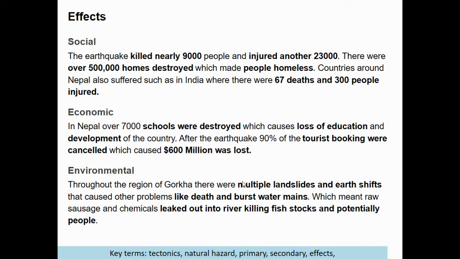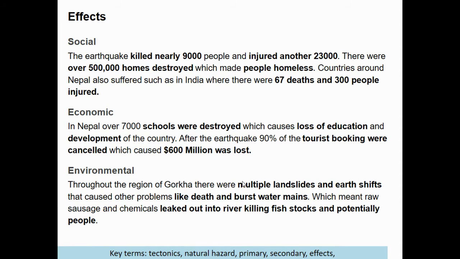So the earthquake killed nearly 9,000 people, injured another 23,000 people. So at any point, you can press pause on my lesson to help you fill in your table. Okay, there were over 500,000 homes destroyed, which made people homeless. Countries around Nepal also suffered, such as India, where there were 67 deaths and 300 people injured. So that just shows that this earthquake was so large that it actually reached another country, a surrounding country.